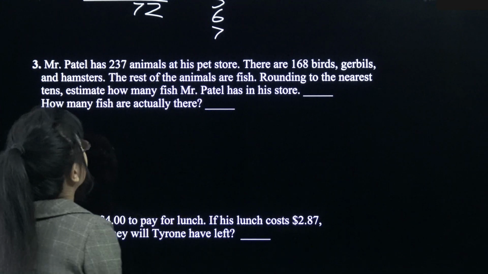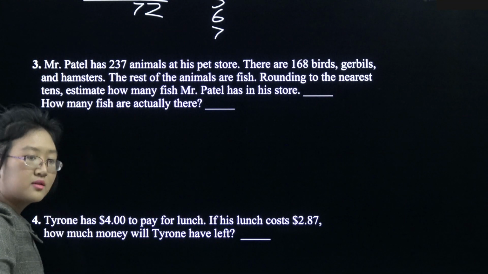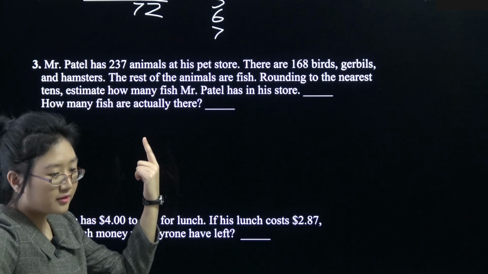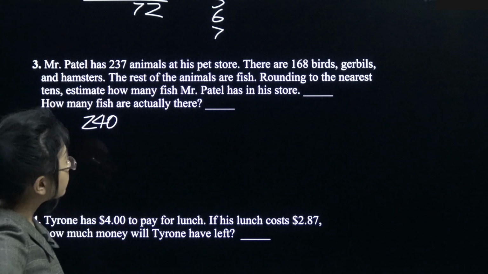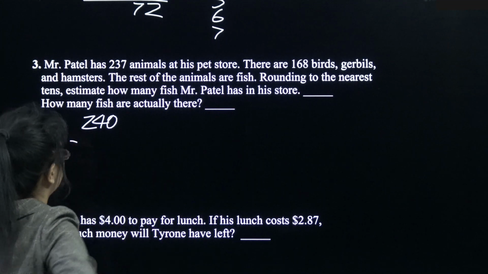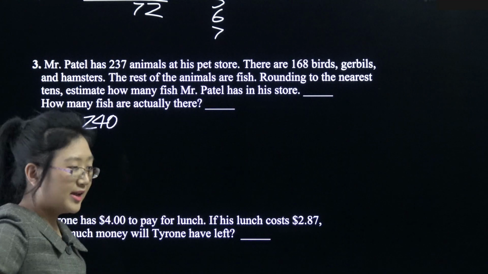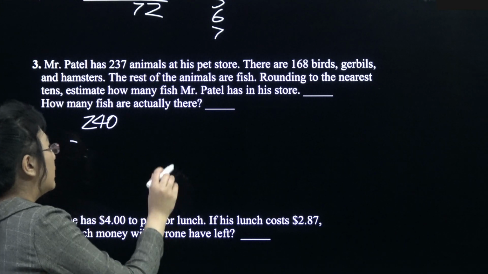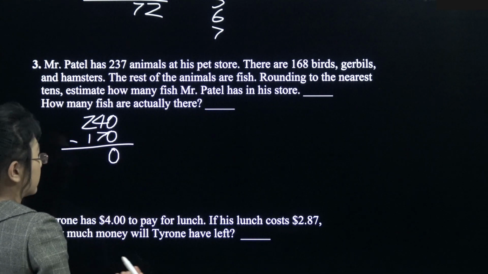Okay, so we estimate to the nearest 10. 237. We look at the ones place. 7. Is 7 bigger than or equal to 5? It's bigger than 5. So we round up. And we get 240. Now, the rest of the animals are fish, so we subtract the number of animals that aren't fish, i.e. birds, gerbils, and hamsters. 168. 8 is also bigger than 5. So we still round up. That's 170. And we get 0 minus 0 equals, well, nothing.